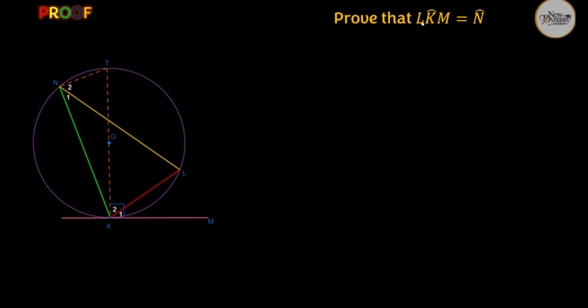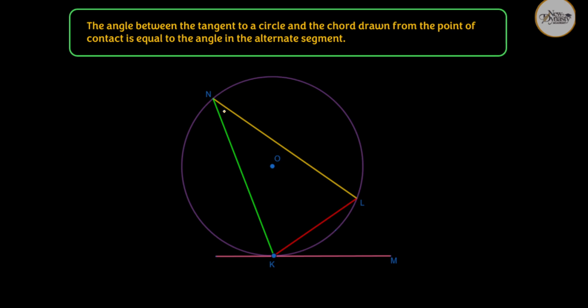So it says prove that angle KMN equals N. Let us highlight these angles that are required for us to prove. It is this angle here that is formed between the tangent and the chord, the red chord, and the angle N. Don't be surprised that we're calling this N1.